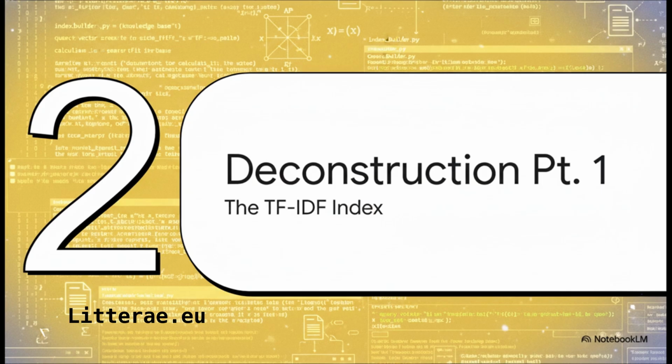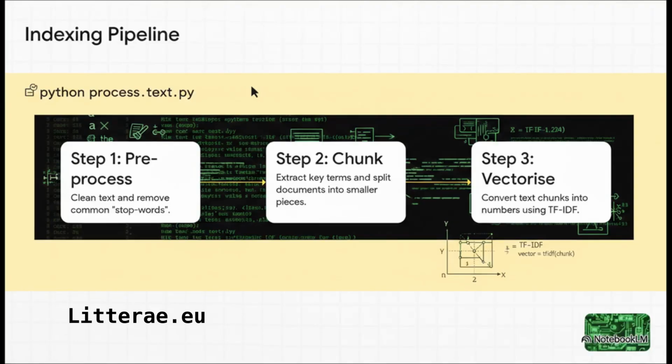Part 1 of any RAG system is its brain, its knowledge base. And for that, you need an index. We're going to see how PRRS uses a classic technique called TF-IDF to turn a bunch of documents into a searchable mathematical map. Now, before you can do any math, you got to prep the text, right?